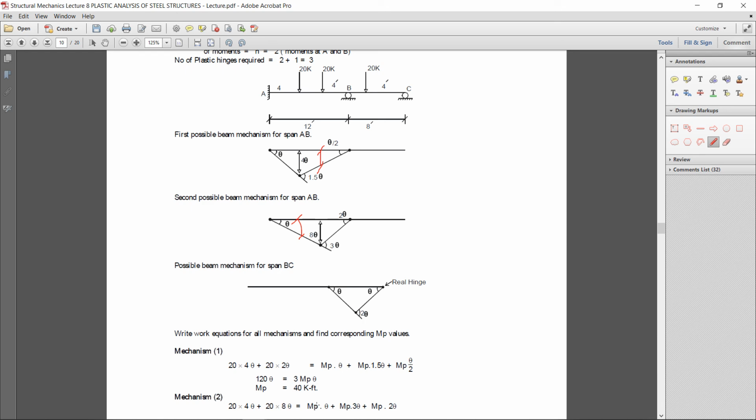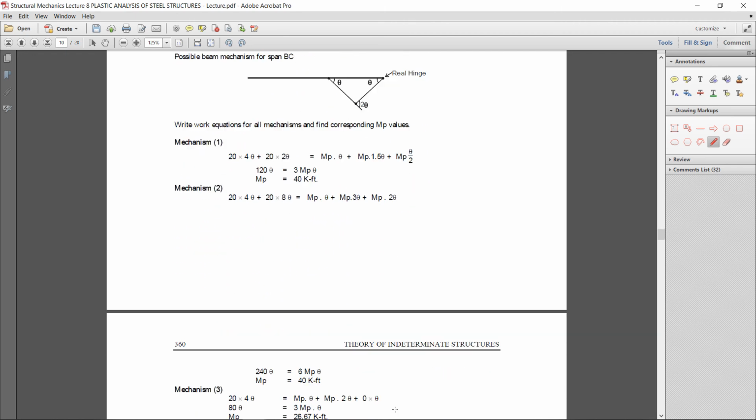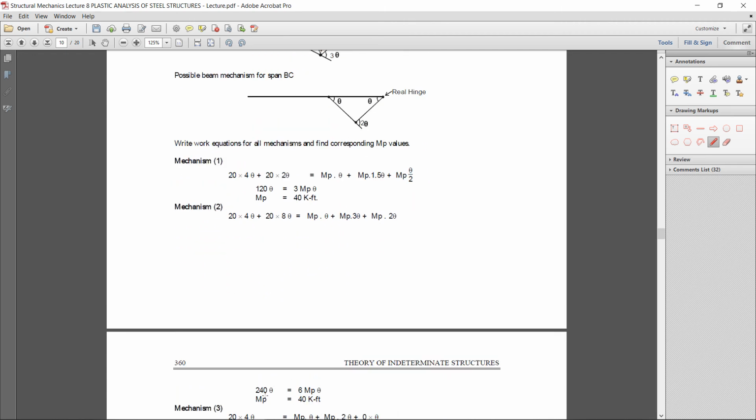So here MP into theta, MP into 3 theta, MP into 2 theta, so total will be 6 MP theta on the right side and 240 theta on the left side. So MP value, the maximum plastic moment you are getting, that is 40 cube feet.